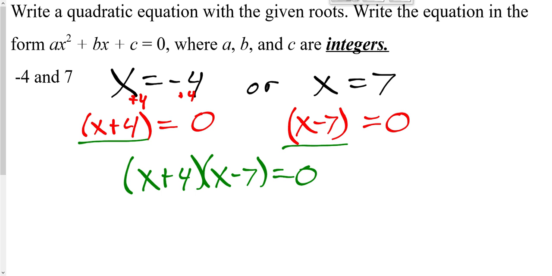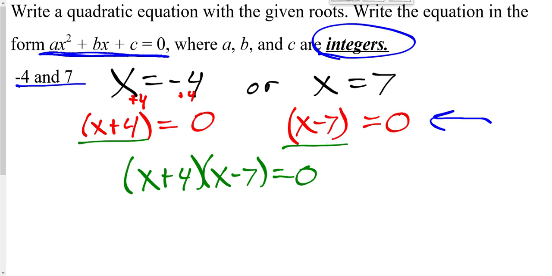Now, just know that it says integers. So if these were fractions, you'd have to get rid of any fractions down here in this red line by multiplying both sides by your denominator. We didn't have that here, so we didn't have to be concerned about that. Now, we need to get our answer to be in this form here. It has to be equal to 0. It says quadratic equation. It has to equal 0 here.